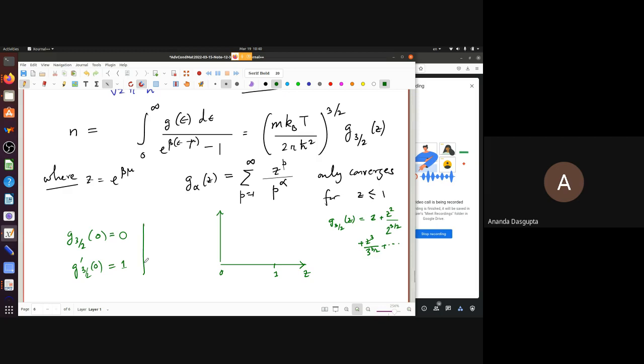Okay. At the other end, G3 by 2 of 1, that's actually zeta 3 by 2. That is a well-defined and well-known value. You can either look up a table or sum it up on a computer yourself to find out that this is about 2.612 and so on. And what about the derivative?